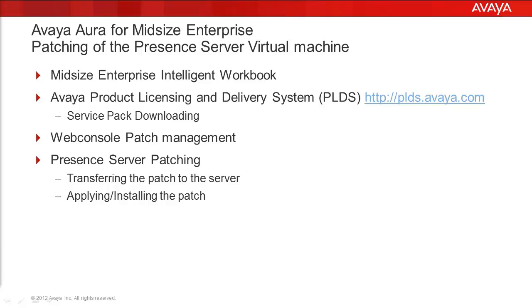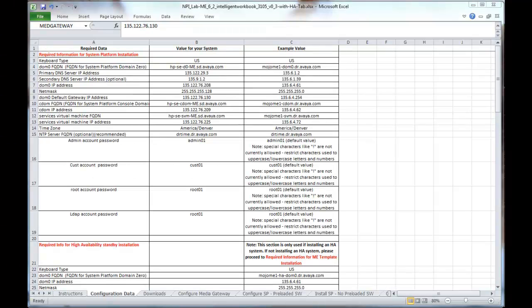Our first item is to look at the Intelligent Workbook. I have opened the Intelligent Workbook I used to perform the initial install of the System Platform in the Midsize Enterprise template, version 3105. The Intelligent Workbook is a detailed Microsoft Excel spreadsheet located at support.avaya.com. The workbook is correct for the GA release of the 3105 template. The reason I mention this is that the download section of the spreadsheet has the patches and PLDS download IDs for the correct patches at the GA timeframe.